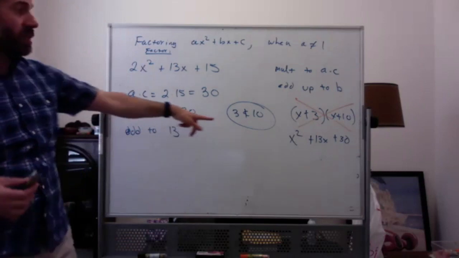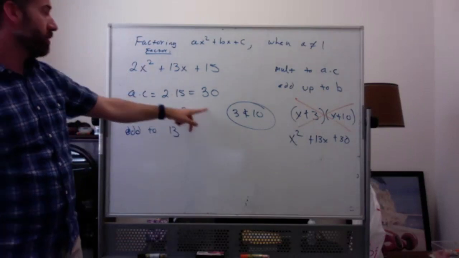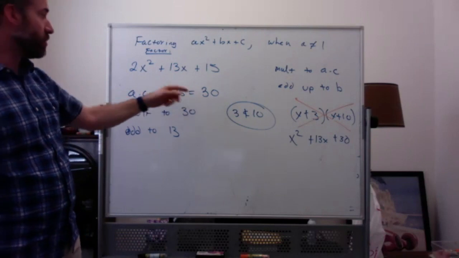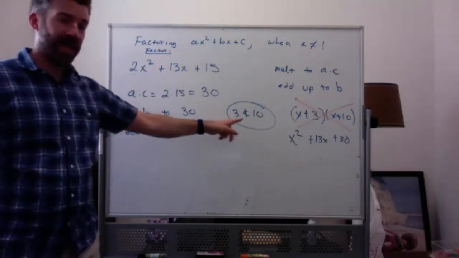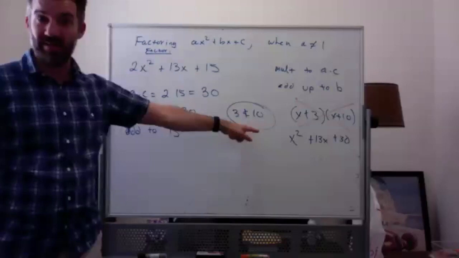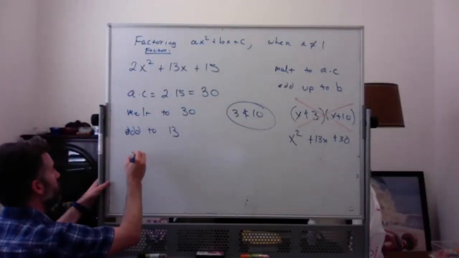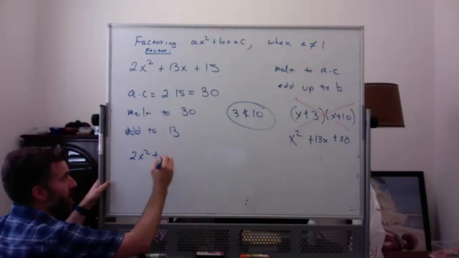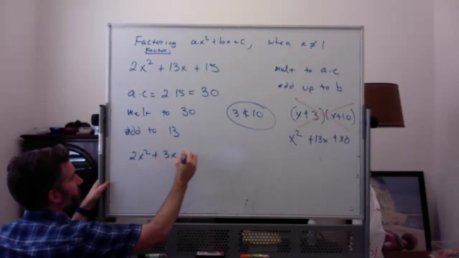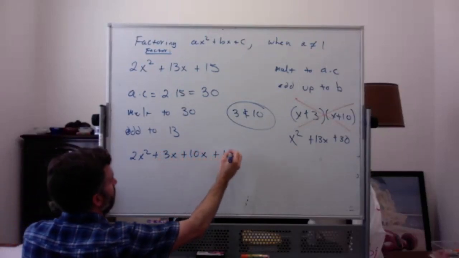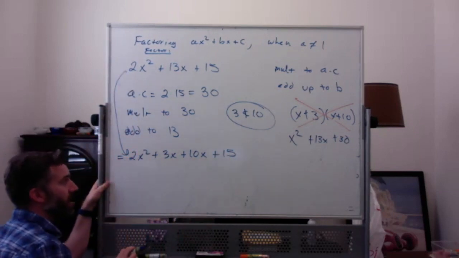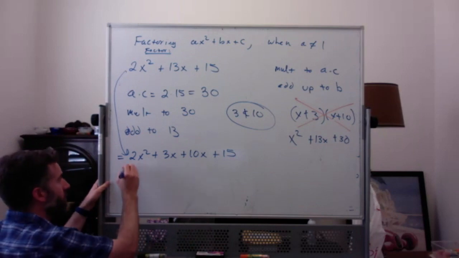What you want to do with these two numbers that you find that add up to 13 and multiply to 30 is rewrite 13 as 3 plus 10. So that 2x squared plus, and you can do it either way, I'm going to do it as 3x plus 10x plus 15. That's how we want to rewrite this. And then we're going to factor by grouping.